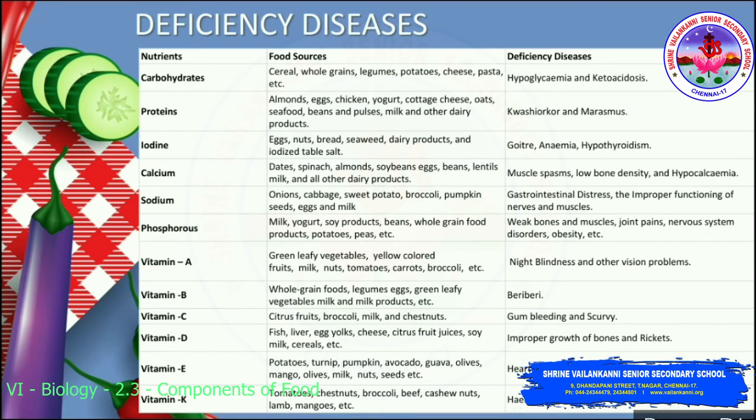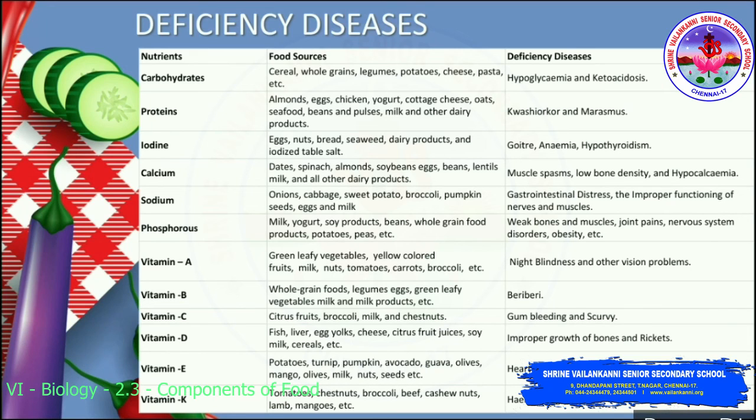So now let's see about kwashiorkor. A diet deficient in protein affects young children and results in a disease called kwashiorkor. The symptoms of kwashiorkor are: the stomach and the feet become swollen with water, the muscles waste away, the skin gets discolored, the hair becomes reddish and frizzy, and physical and mental growth of the child is slowed down. So these all happen because of kwashiorkor.